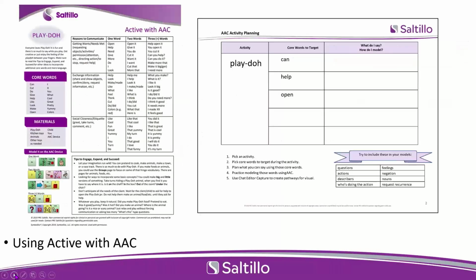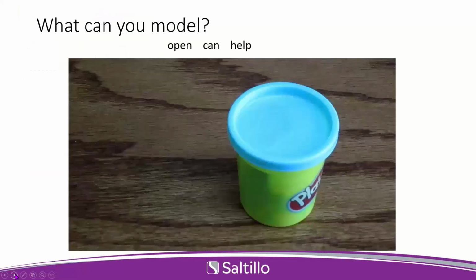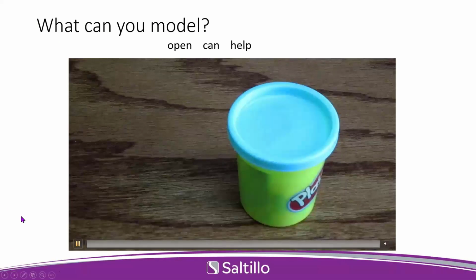Okay, so I chose the Active with AAC Play-Doh sheet for today. Some words that are listed on the handout are can, open, and help. So again, let's watch a video and jot down what we could model using these core words, open, can, and help.